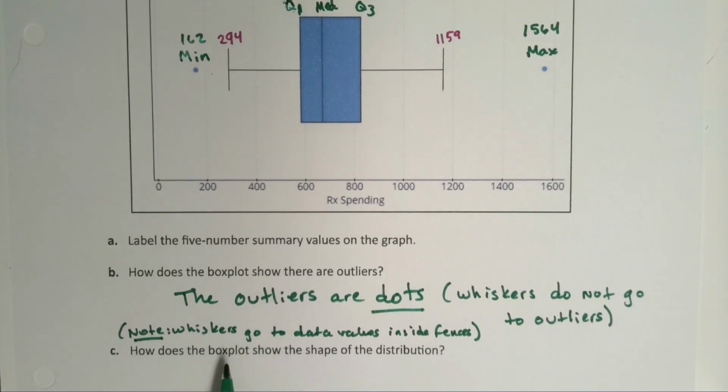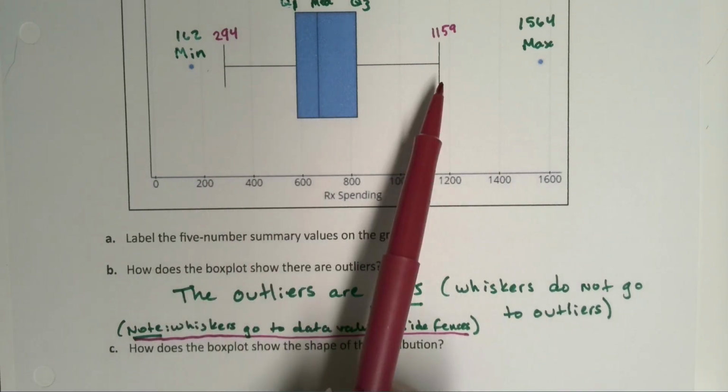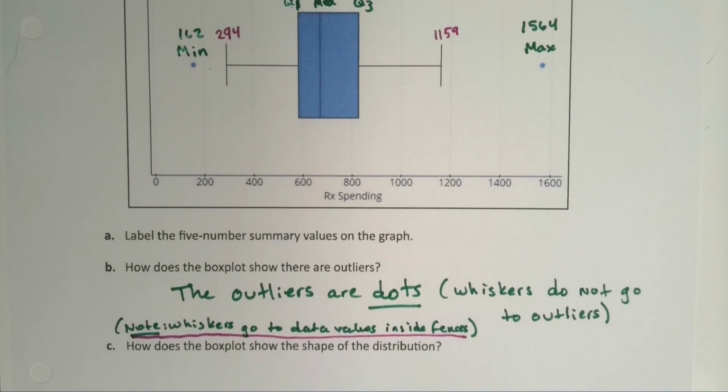And I made that into a little note for y'all. So the whiskers go to the data values that are inside those fences, right? Which in this case was 294 and 1159. They do not go to the fences themselves, unless the fences are part of the data set.